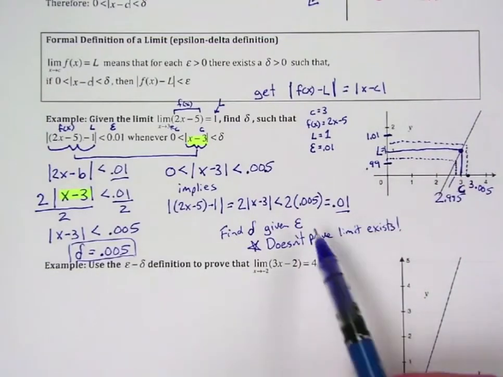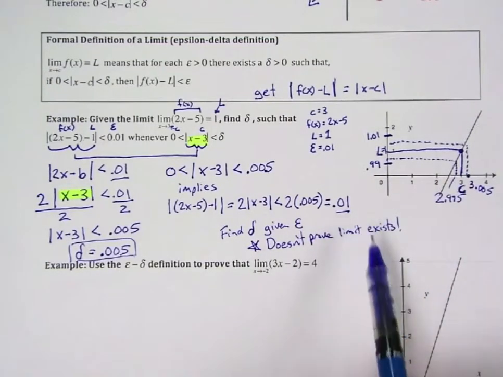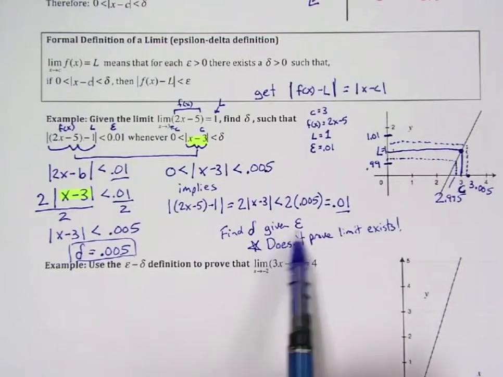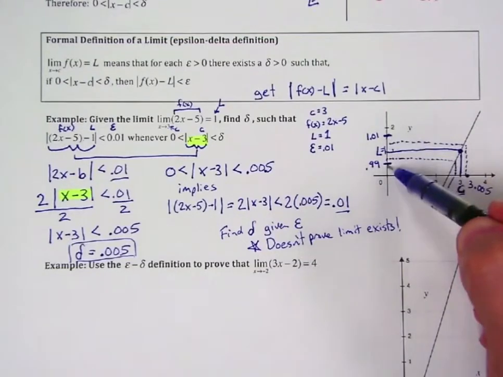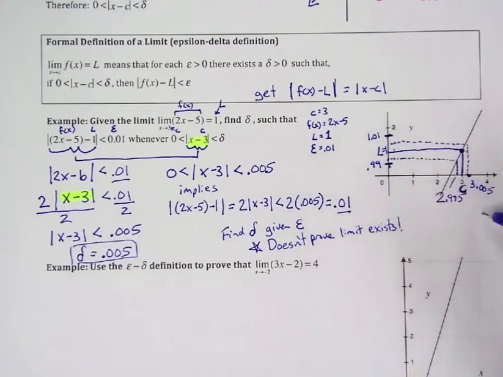Okay, for us to prove that a limit exists, we're going to have to show that it works for any epsilon, not just the one that they give us. Because if we choose this epsilon, well, maybe if we got a little closer, this whole process wouldn't work. So what we're going to try to do now is prove this for any epsilon.